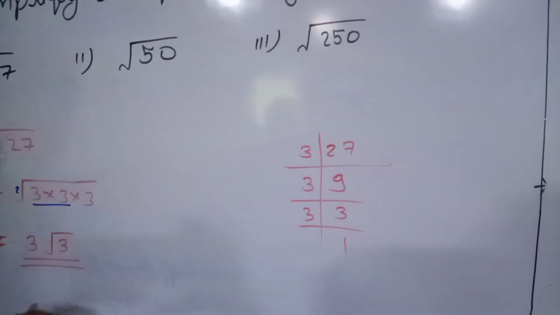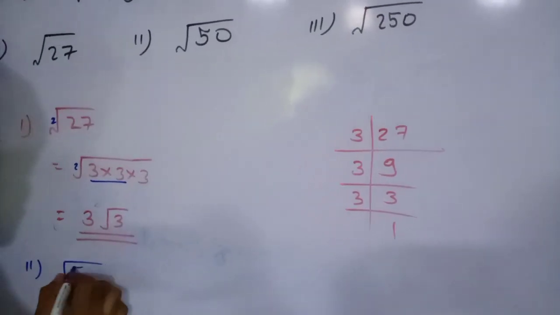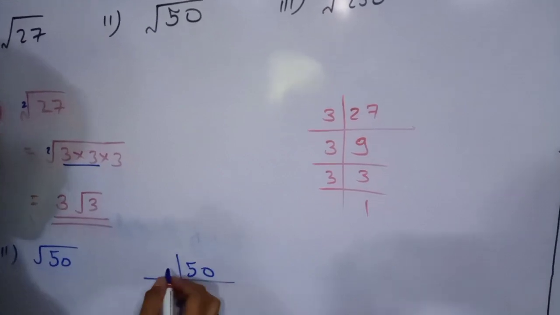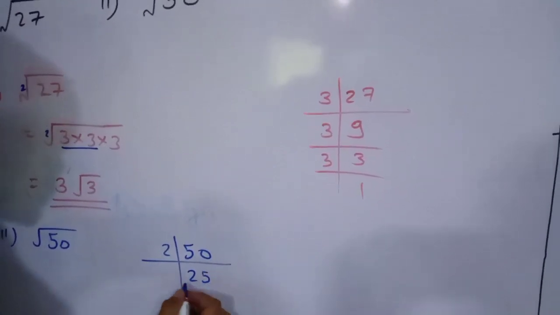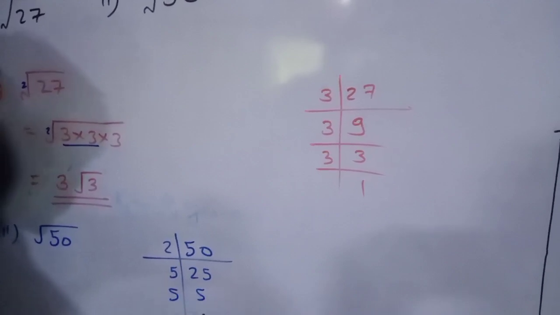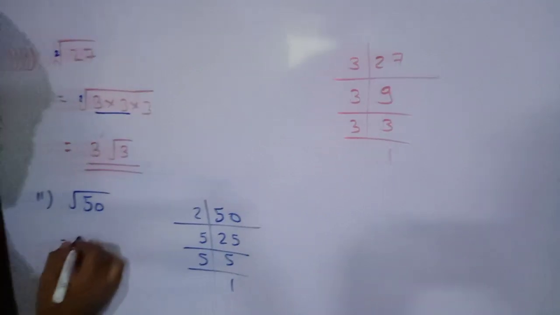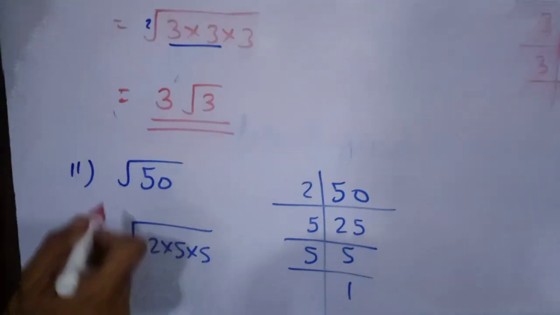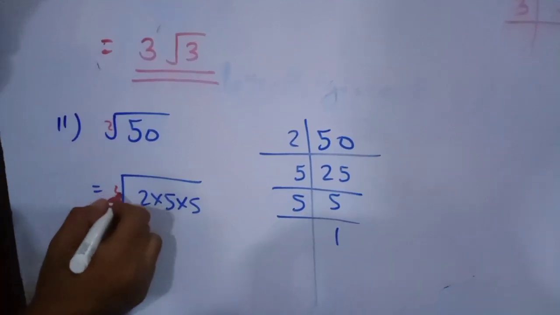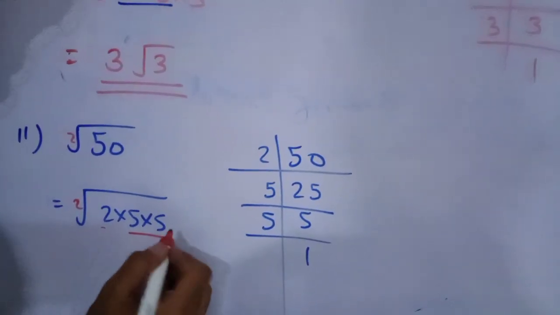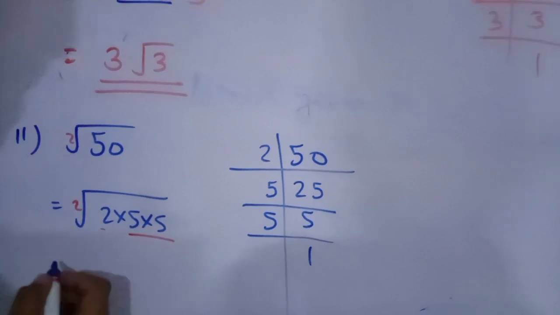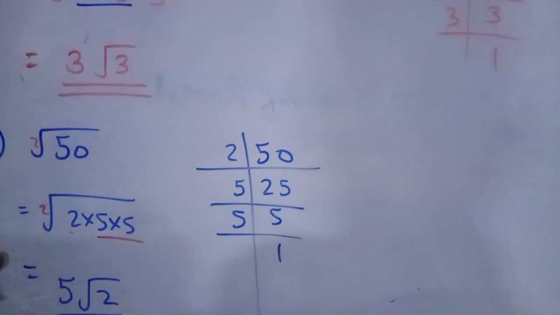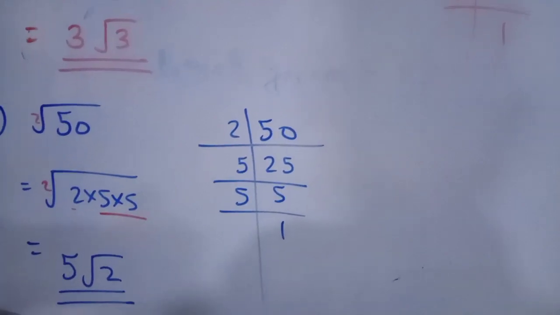Now we have the second one, root 50. Factorize this 50. 2 2s are 4, 2 5s are 10, 5 5s are 25, 5 1s are 5. So we can say 2 into 5 into 5. Again order is not mentioned, that means 2. So we make the pair of 2. We got the pair of 5, so 5 comes out and within the root we have 2. This way the simplest form of root 50 is 5 root 2.